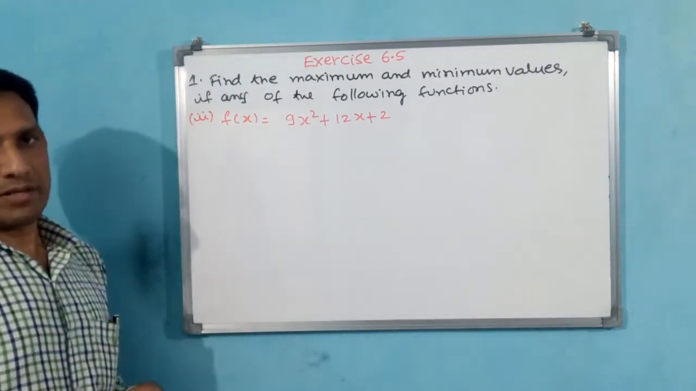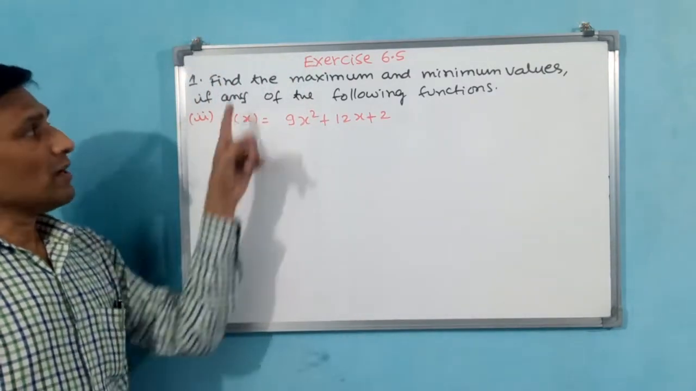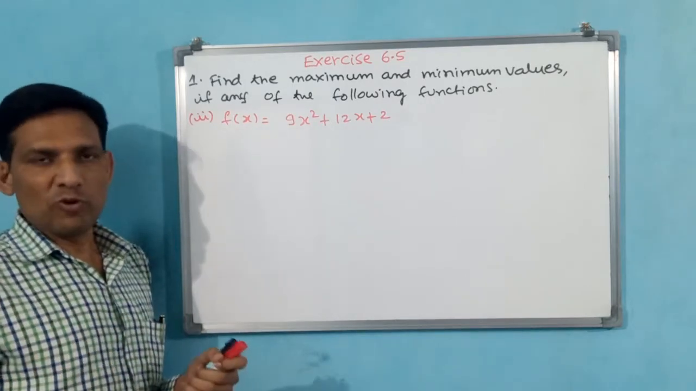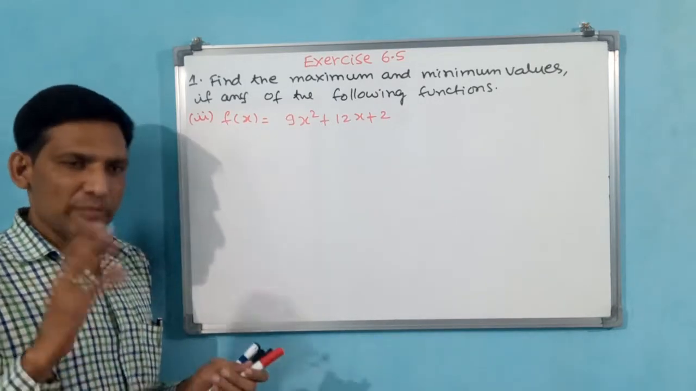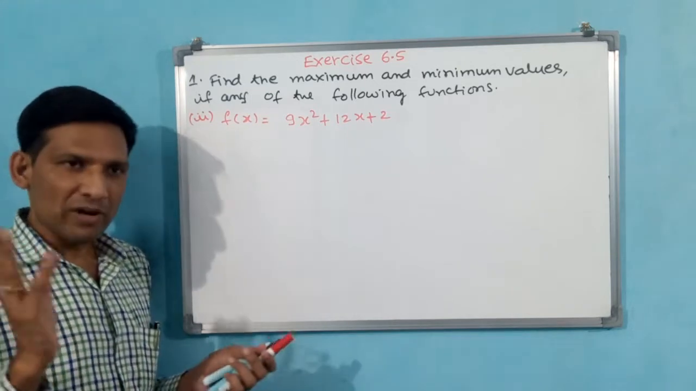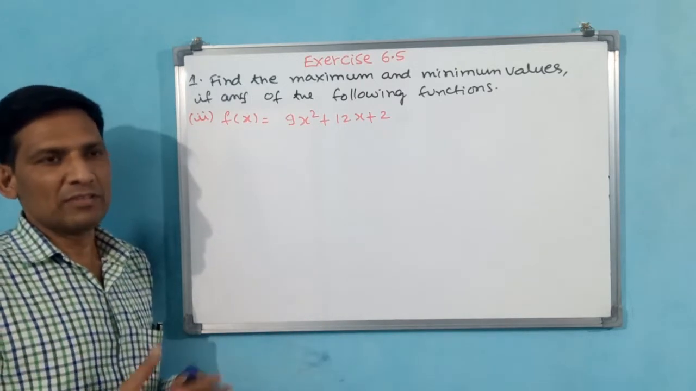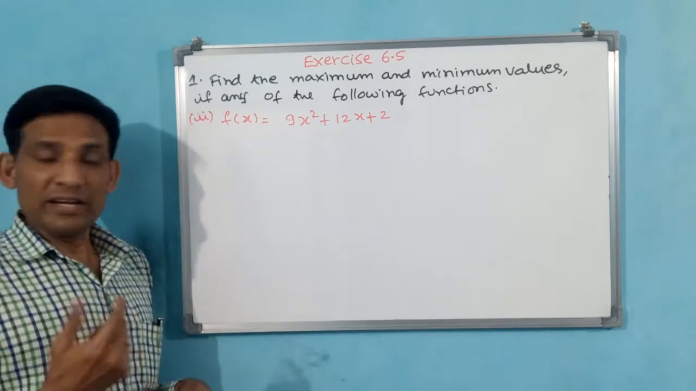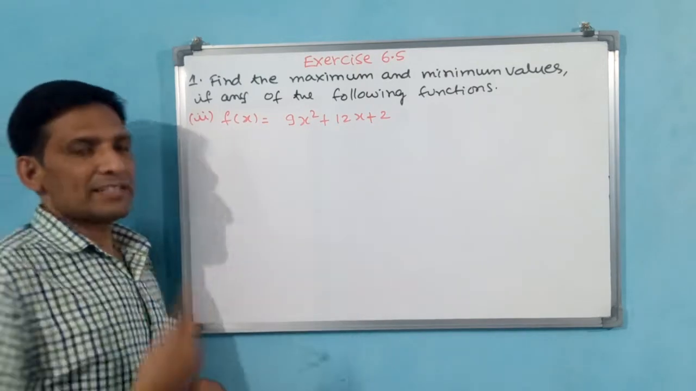Okay. See second part. First question, second part. Maximum value or minimum value, if it exists you have to find, or else you have to write no maximum value, no minimum value, or else we write only maximum value, no minimum value, or else we will write only minimum value, no maximum value, or else we will write minimum value, maximum value both. Okay, any combination may come. Let us see the question.